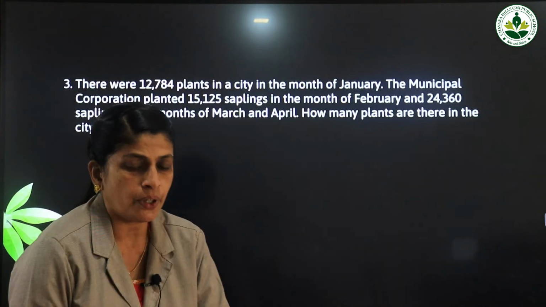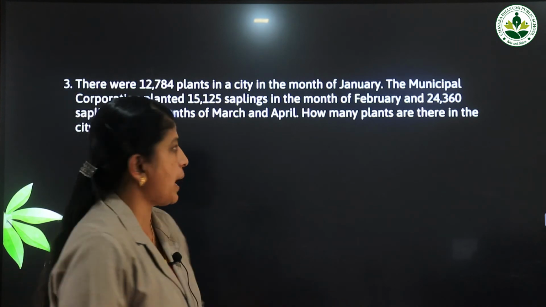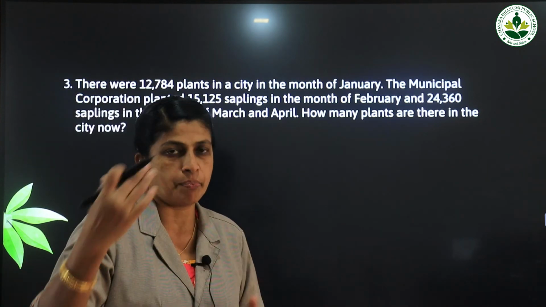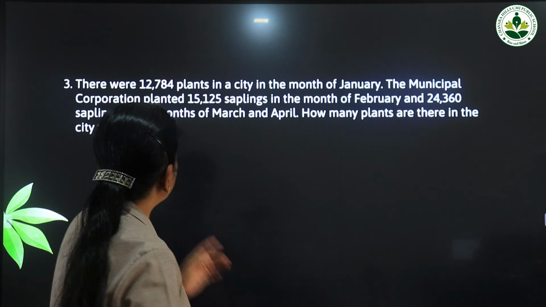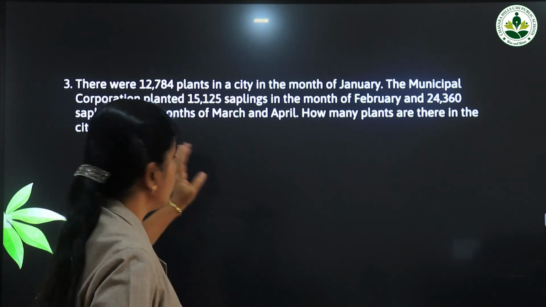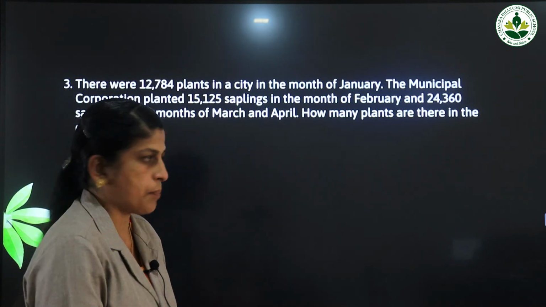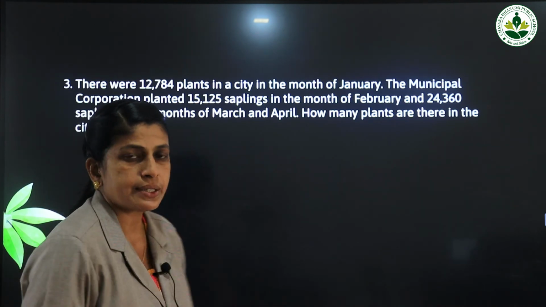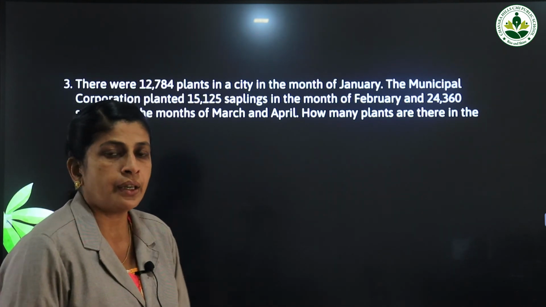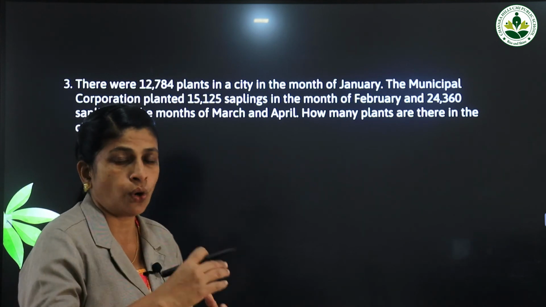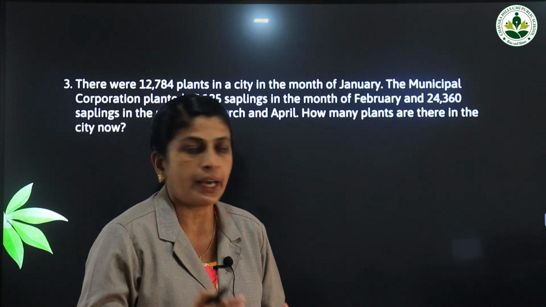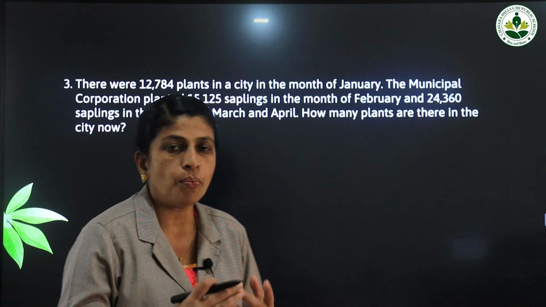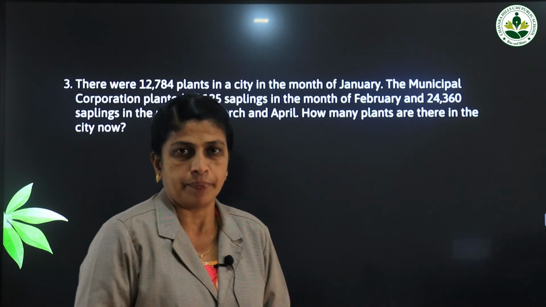Okay. Therefore, in a city there are some plants. Already there are some plants there. Then in the month of February, the municipal corporation planted some saplings, and in the month of March and April also they planted some more saplings. Then we have to find out the total number of plants in the city now. How many plants are there in the city?